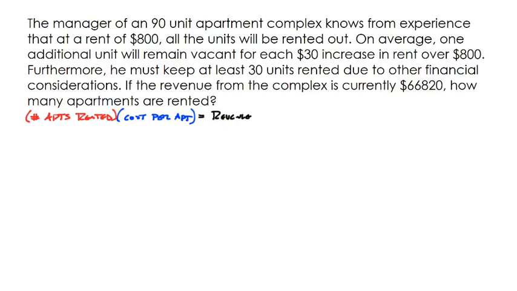With most of these, we need a variable. What we're trying to figure out is actually kind of vague here, because it says we're trying to find how many apartments are rented, but our first sub-goal in this situation is going to be to find out the number of $30 increases. In other words, was the price $800? Was it $830? Was it $860? Was it $890? And so let x equal the number of $30 price increases.